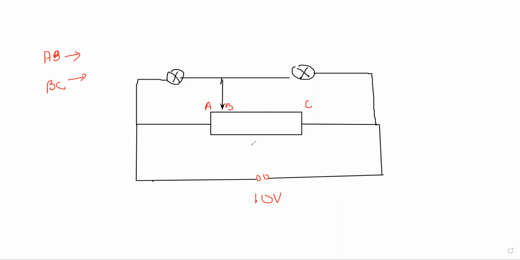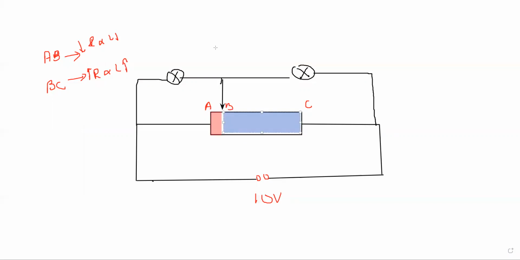Why? Because from B to C, it is a longer length, and we know resistance and length are directly proportional. So B to C, it's a longer length, so resistance will be high. A to B, it's a shorter length, so resistance is low. When we compare, the resistance of AB is smaller as compared to the resistance of BC, which is higher.